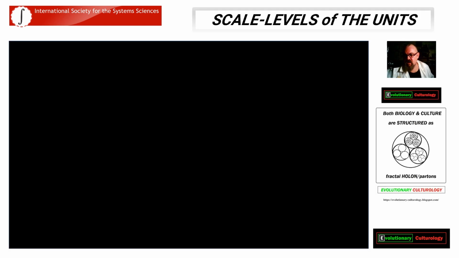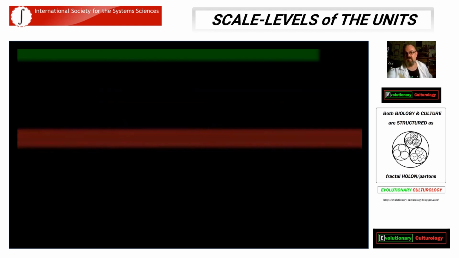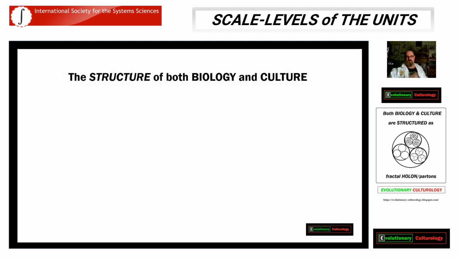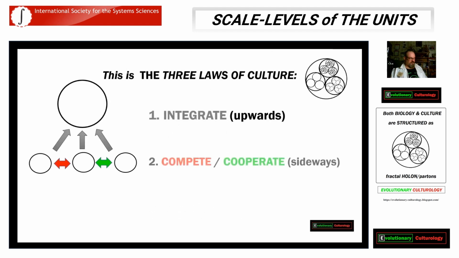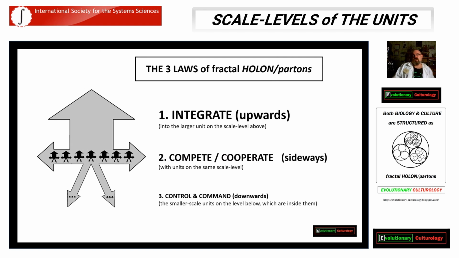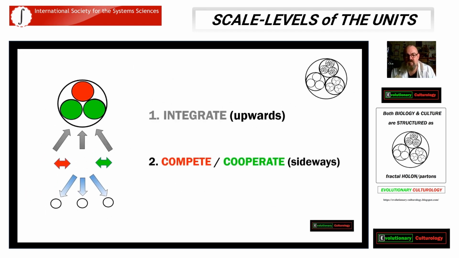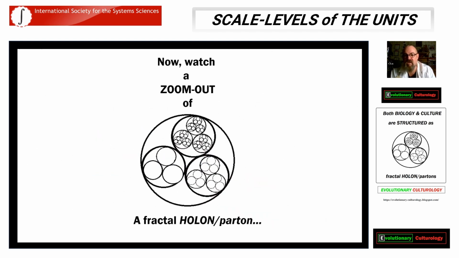Here we go. Here's a bit of a roller coaster ride. Let's have a fly through of some units and levels. First, looking at a unit of external culture, the novel, say, or a book. And then we'll do the same with some biology, but it's all the same stuff. One single standard set of units, scale levels, laws, and mechanisms. Let's go. Here's your 3 laws. Integrate, compete, cooperate, command and control.